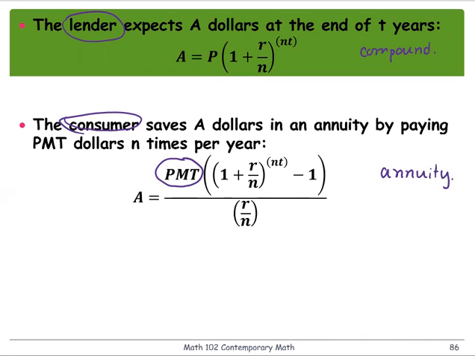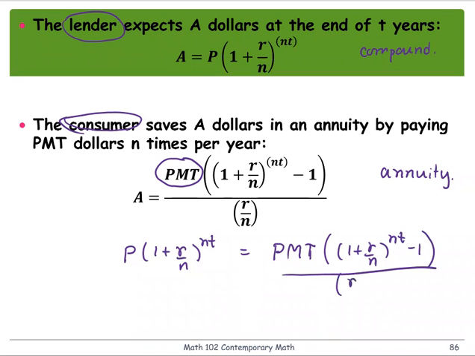So we're going to equate these two amounts. The amount the lender expects to get, from the compound interest formula, is P multiplied by 1 plus R over N raised to the power NT, and it equals A, which is from the consumer side, from the annuity or the sinking fund: PMT, the regular payment, multiplied by the quantity 1 plus R over N raised to the power NT minus 1, close the parenthesis, all divided by R over N. We are going to compute the payment, so we're going to solve for PMT.